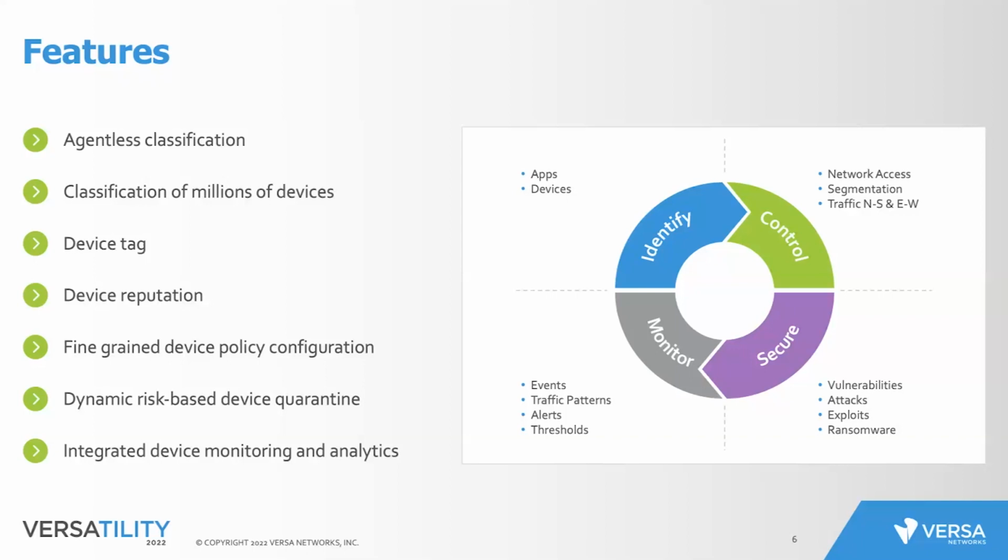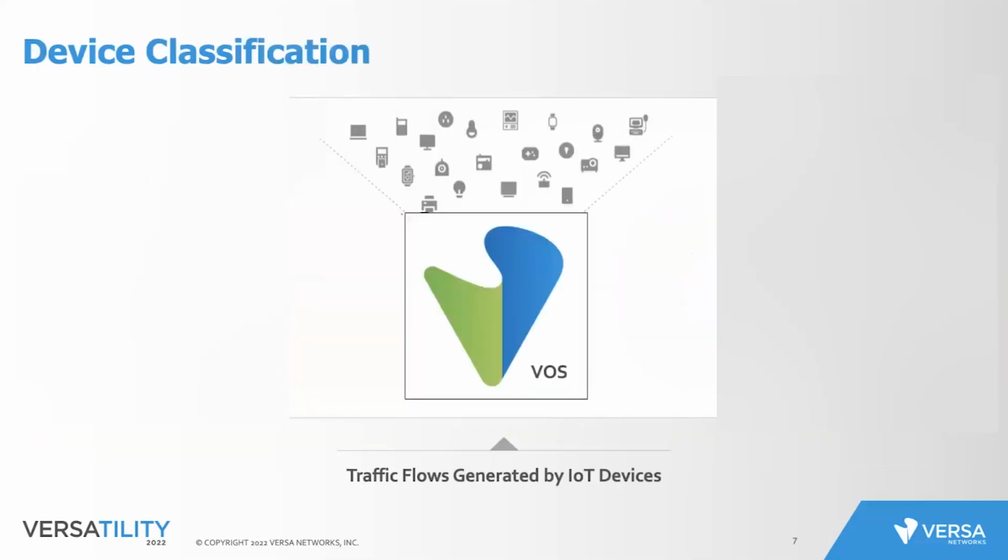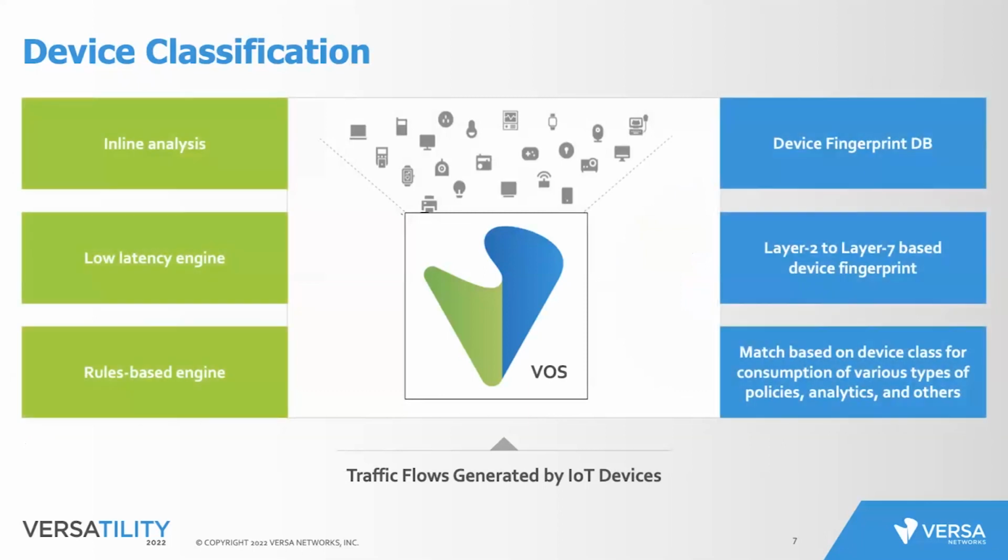To get a little bit technical into the device classification, all the device classification technology is built into the Versa operating system, which is called VOS. As the traffic is traversing from these IoT devices through the VOS appliances, the VOS performs an inline analysis. VOS inspects the sessions that are being sent by the IoT devices by extracting specific attributes from Layer 2 to Layer 7 of the protocol stack of the network packets sent by the devices.